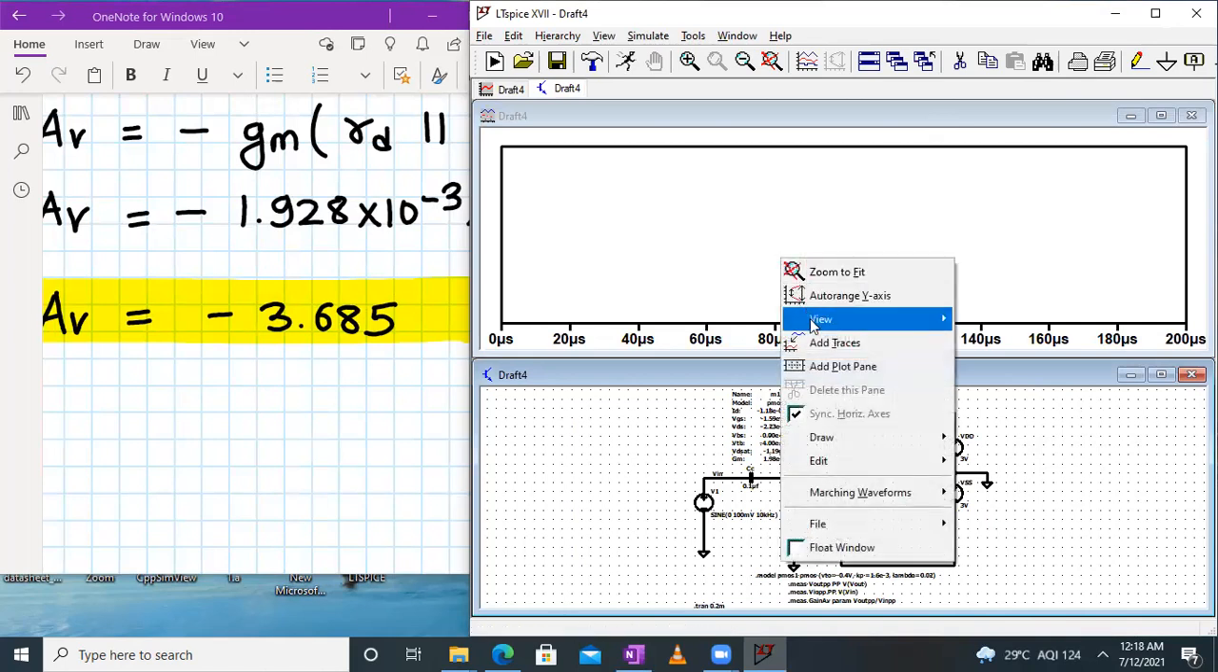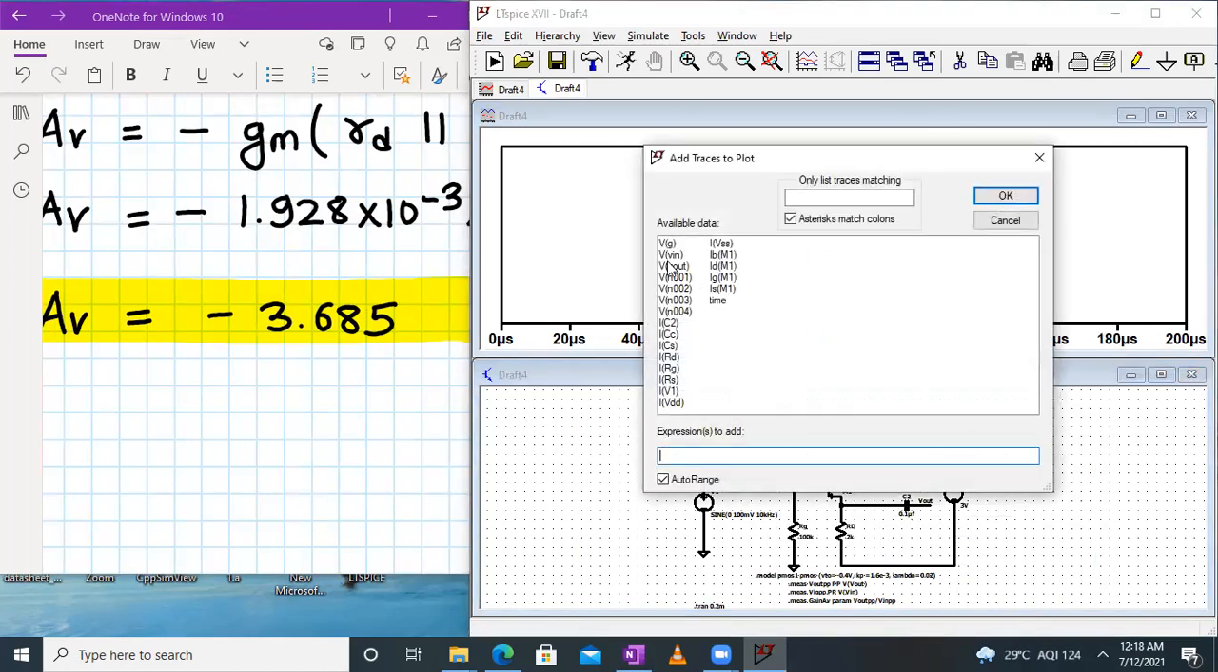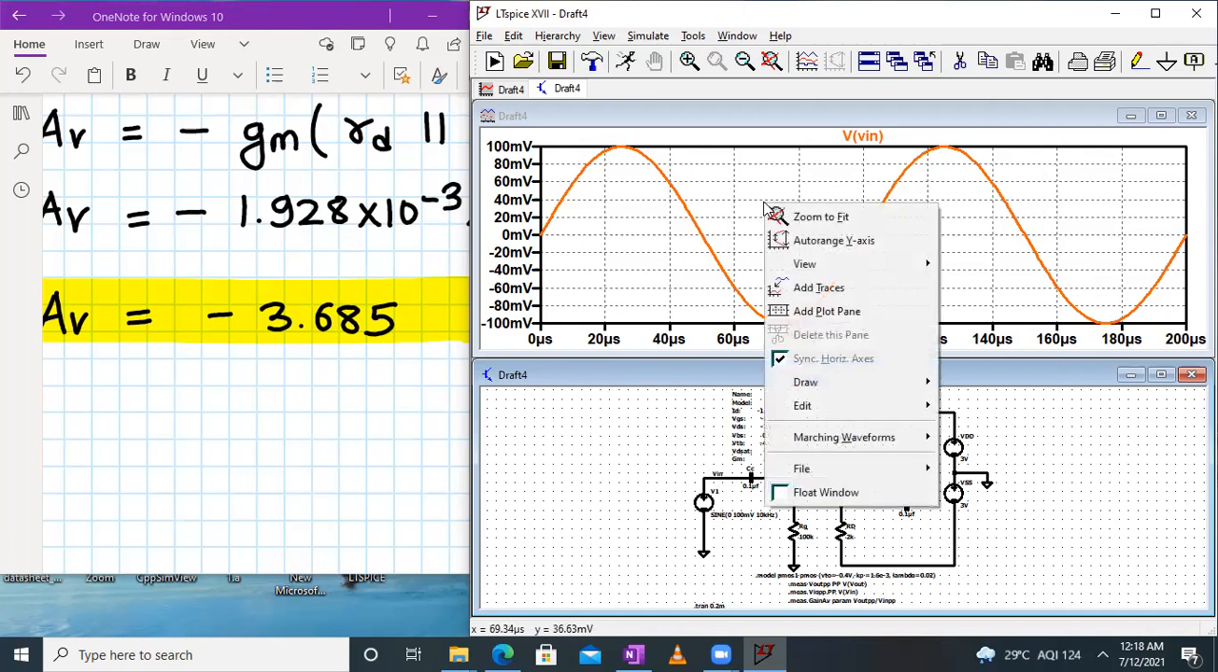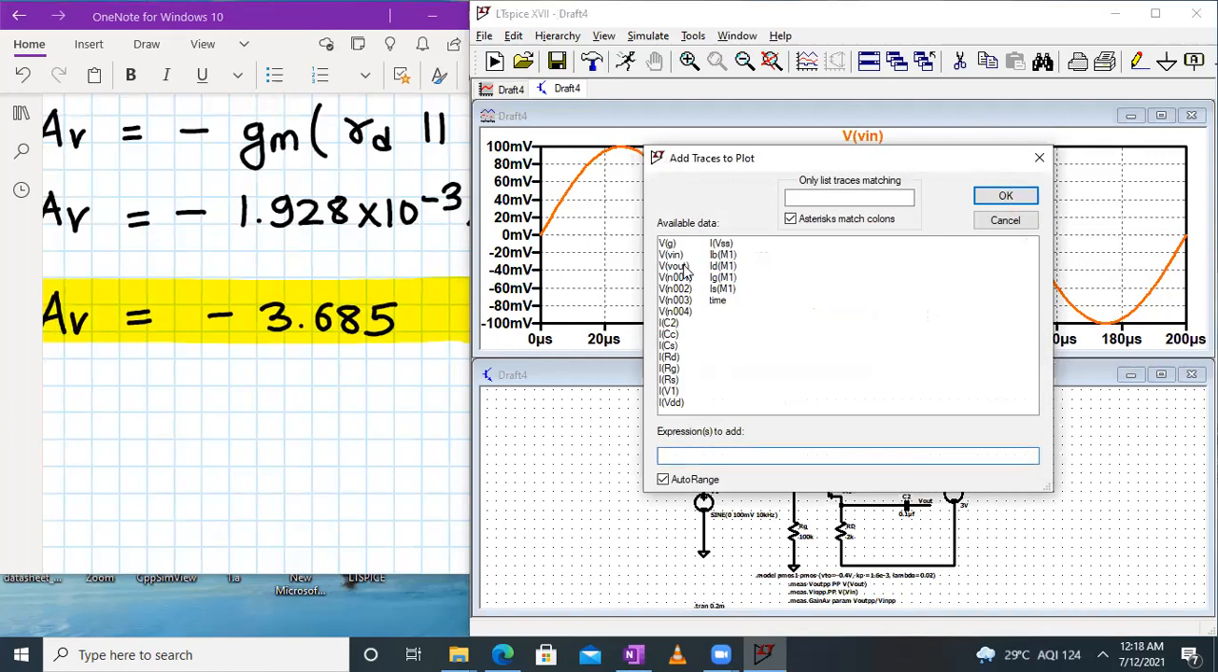We have to right click over here, click on add trace and plot V in. So V in is a 100 millivolt peak value sinusoidal signal, and as you can see, we are getting 2 sinusoidal waves in the cycle. Again, click on add trace and click on the V out part.